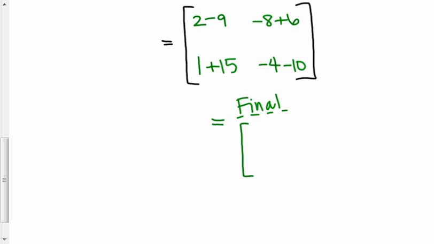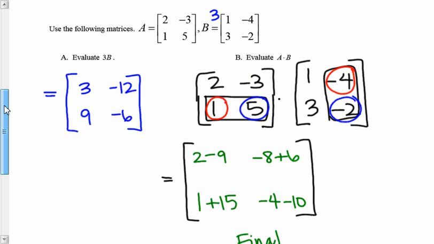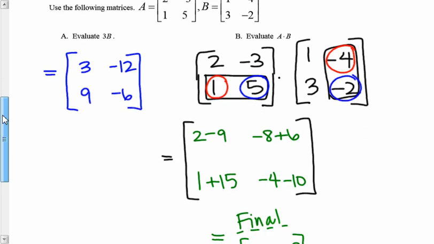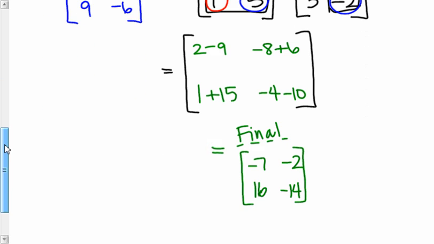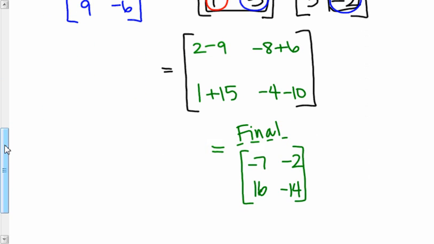is a matrix that looks like this. 2 minus 9 gives me -7. Moving down, 1 plus 15 gives me 16. And you can go down or left and right, whatever. -8 plus 6 gives me -2. And then -4 minus 10 gives me -14. All right, that is my final answer right there, that 2 by 2 matrix. So a lot of work went into that for just a tiny little matrix of 2 by 2. But multiplying matrices is that time consuming. It's that meticulous.